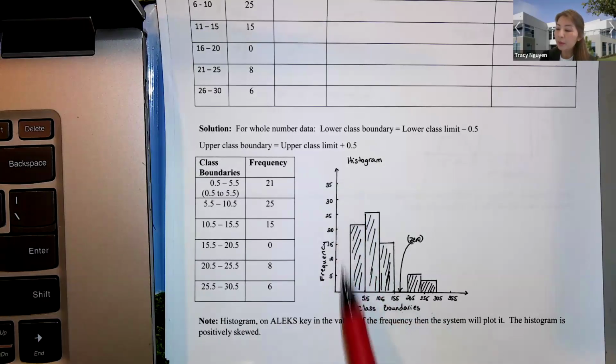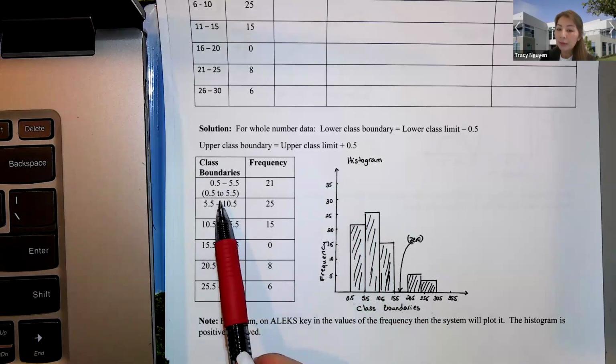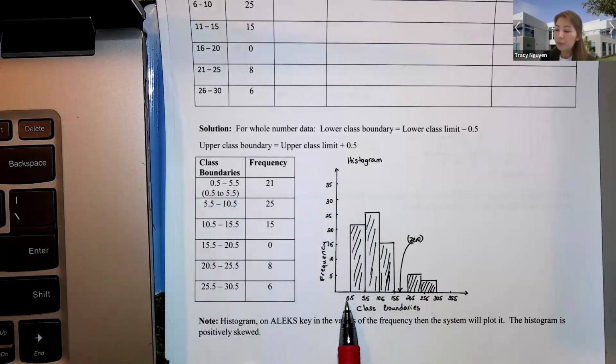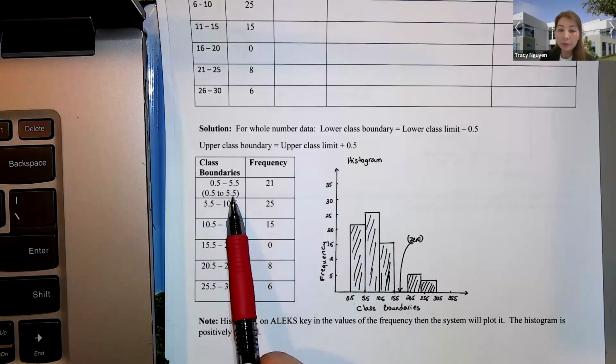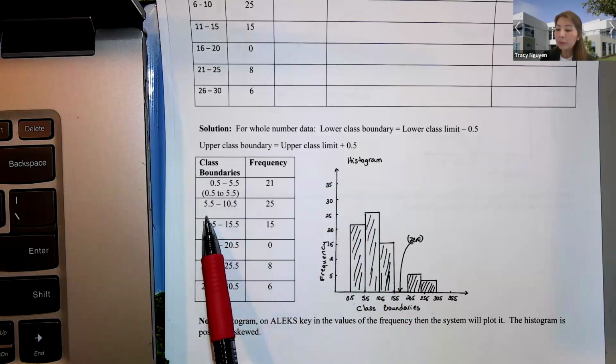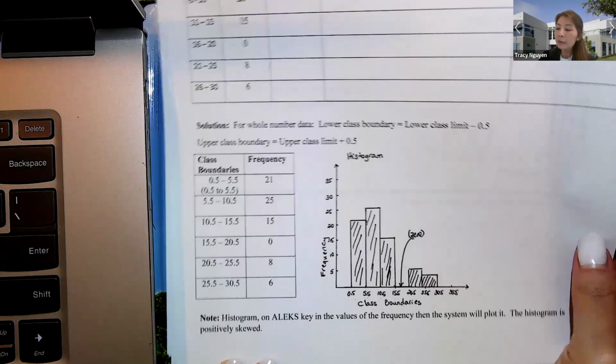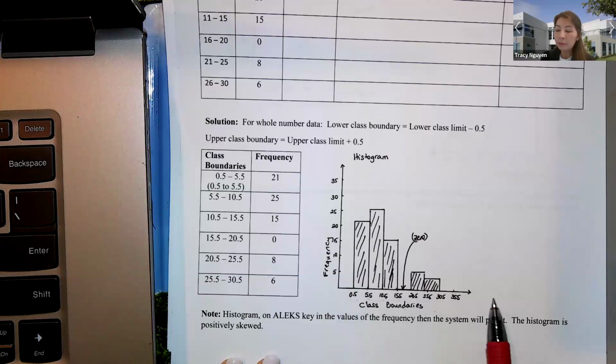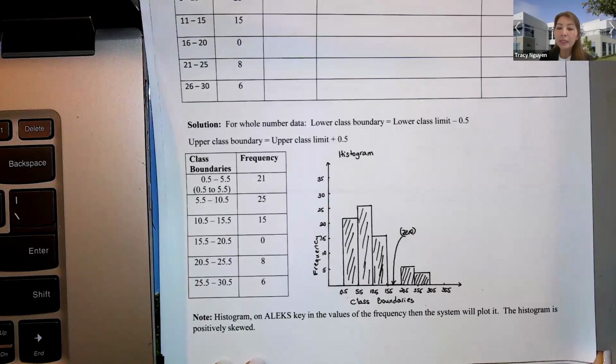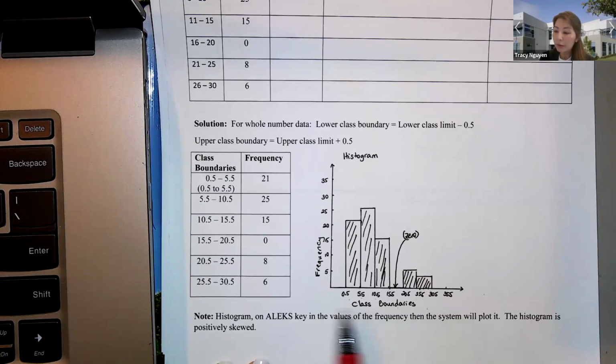On the horizontal axis, you're going to have all the class boundaries. From 0.5 to 5.5, that's our first class boundary. Our next class boundary is from 5.5 to 10.5. Since 5.5 is already labeled, we just need to write 10.5. Next one is 10.5 to 15.5. Since 10.5 is already labeled, we just need to label 15.5 and continue to label the rest of the class boundaries. The good thing about doing the graph on Alex is that the grid is already prepared and labeled for you.